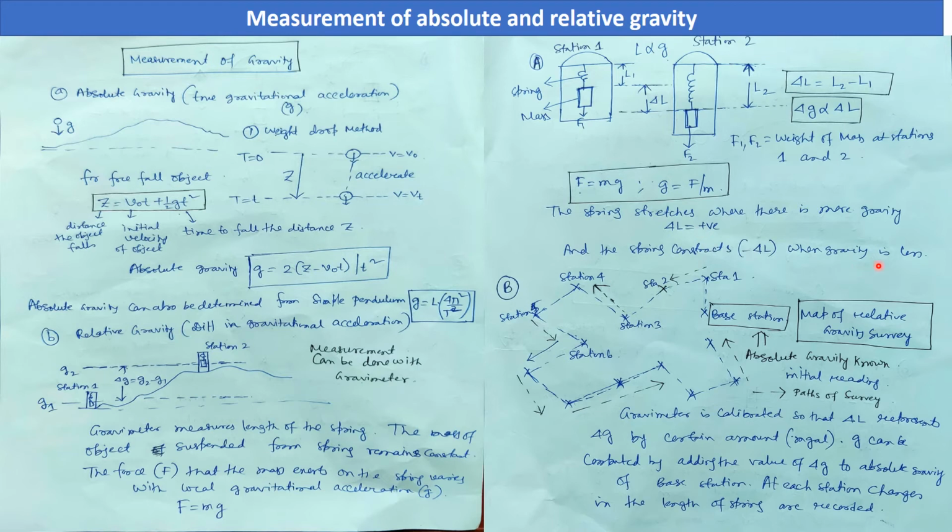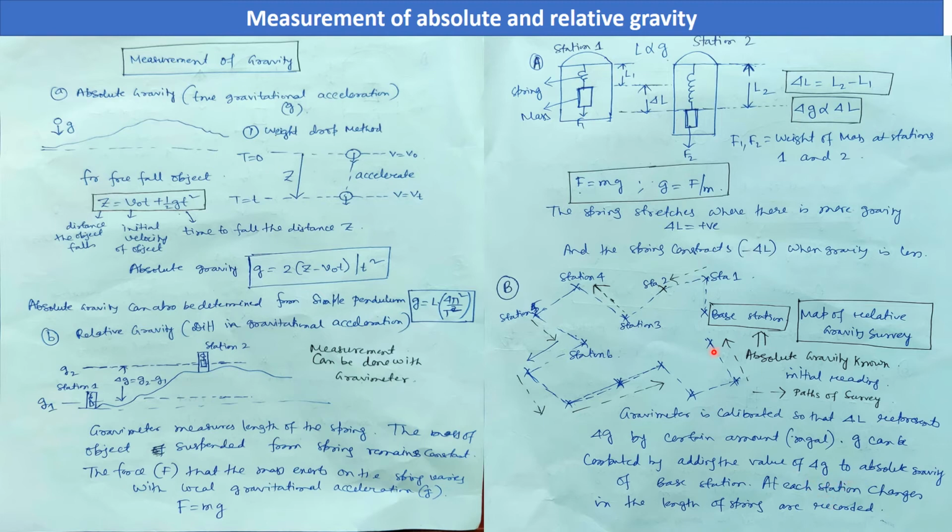In a real case, suppose we measure gravity at a particular point called the base station, where we know the absolute gravity value. Then we move from that point to station 1, station 2, 3, 4, likewise, and we end our measurement again at the base station. We complete a cycle. Here are the paths of the survey, and we calibrate the gravimeter so that the delta g that we measure is represented in milligal, that is, in gravity units. So gravity can be computed by adding the value of delta g.